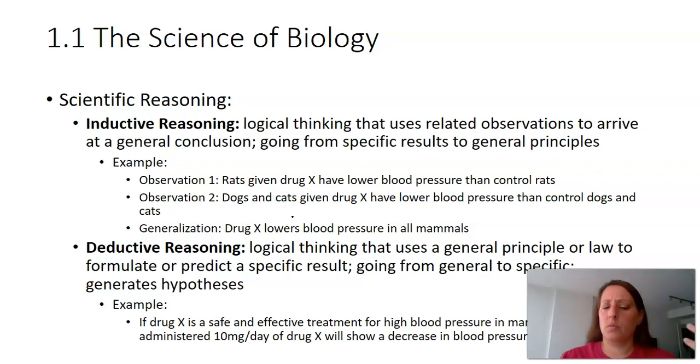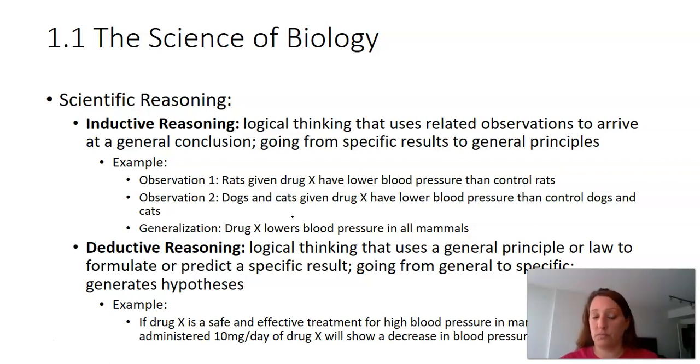And this is, we're dealing with blood pressure and a specific drug that might be able to be used to treat blood pressure. So here's observation number one. So we've got scientists who did this study in rats, and they found that rats that are given drug X have lower blood pressure than control rats. Okay, so they had a group of rats. They split them into two separate groups. One group got drug X, the other group did not. They tested blood pressure, and the blood pressure in the rats given the drug was lower than the blood pressure of the control rats. Okay, there's one observation.